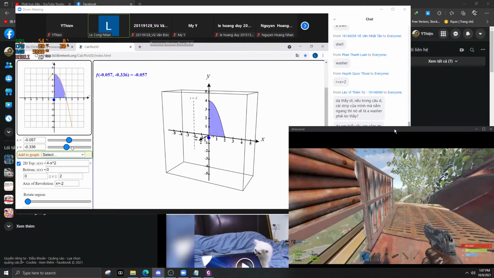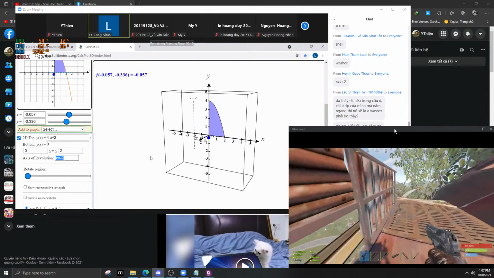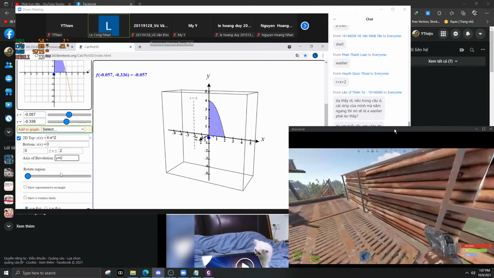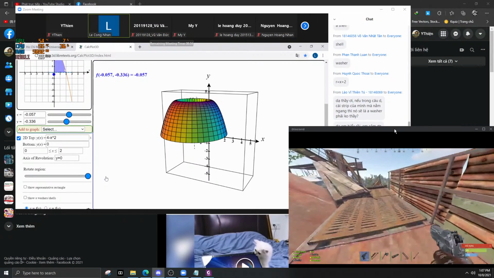If we rotate this region about the x-axis, which has the equation y equals 0, then we get a solid of revolution.